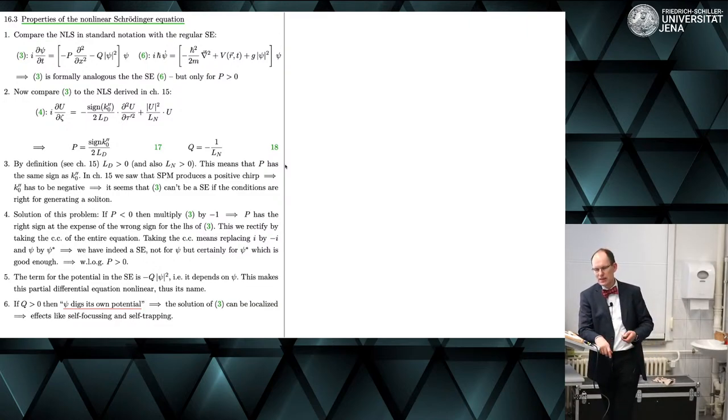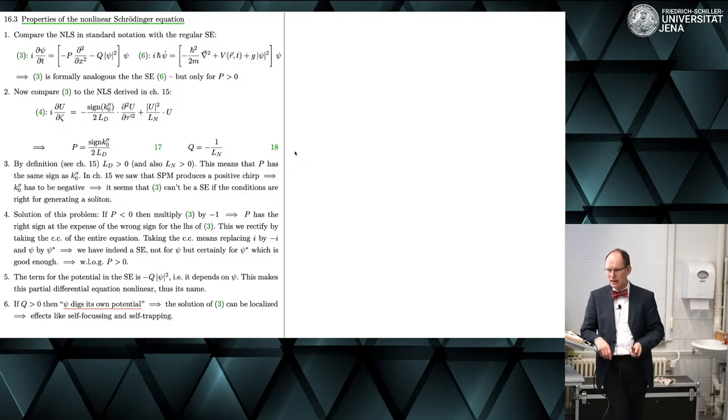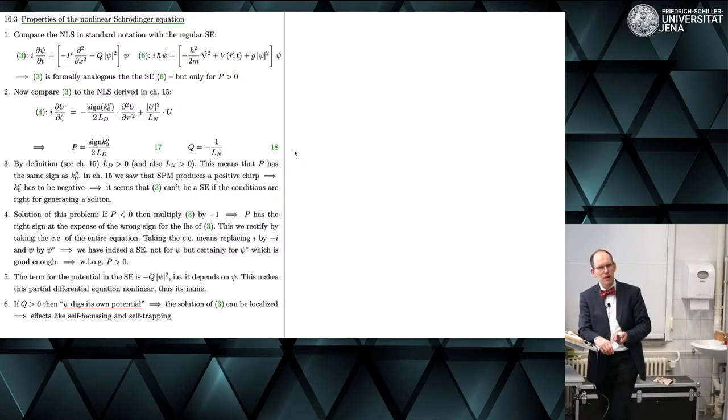right? And then you need a negative potential in order to have a localized solution, right? And so if q is larger than zero, then the solution of this differential equation can be localized. And this gives rise to effects that we already studied, namely self-focusing and self-trapping. So we discussed this last time.